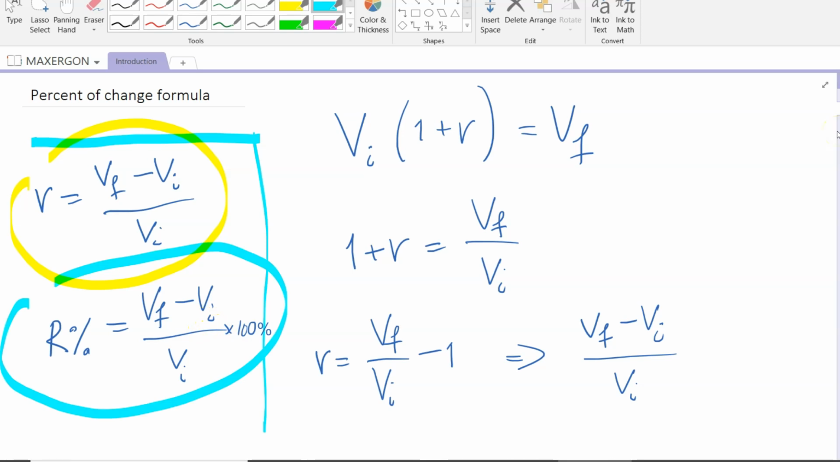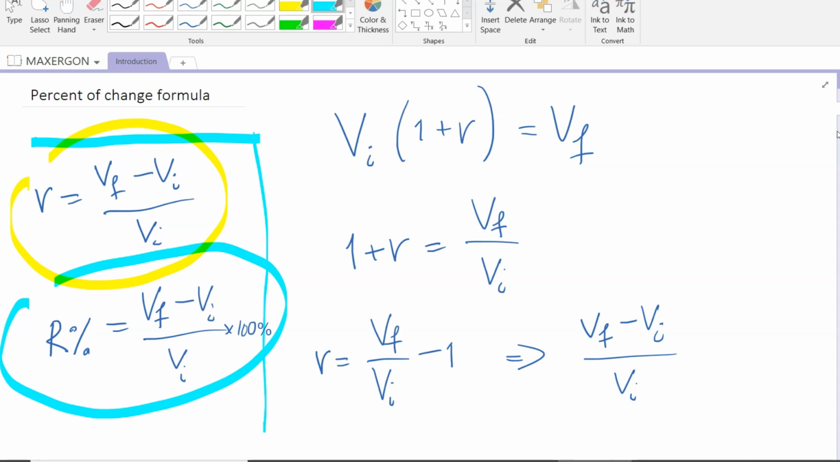An important note is that we found this formula for percent increase, but actually it can be used for percent decrease as well. It's just the result will be negative for percent decrease. That's because final value minus initial value will give a negative result if it is a percent decrease.